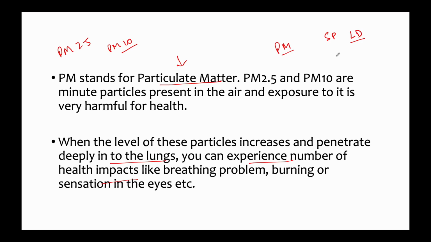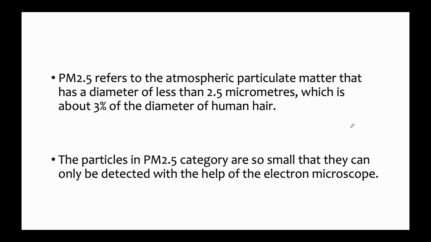Particle pollution consists of particulate matter 2.5 and particulate matter 10, which are very dangerous. When we say 2.5, it refers to atmospheric particulate matter that has a diameter of less than 2.5 micrometers, which is about 3% of the diameter of a human hair. The particles in the 2.5 category are so small that they can only be detected with the help of an electron microscope. Coming to particulate matter 10, what does it mean?